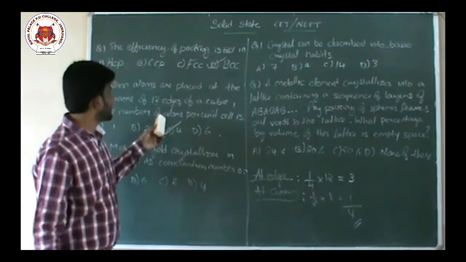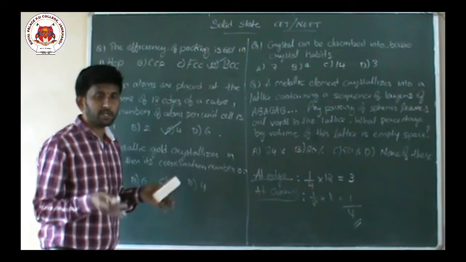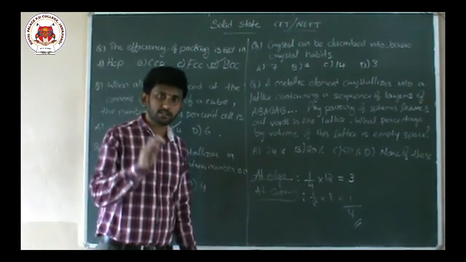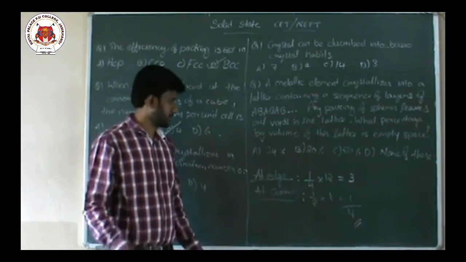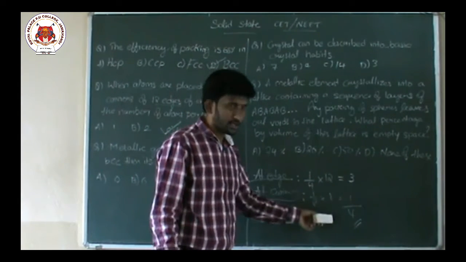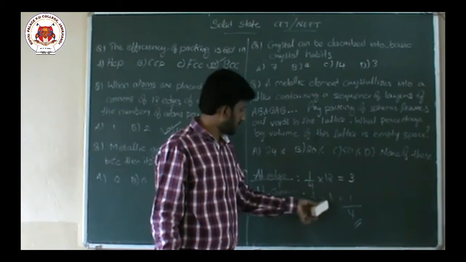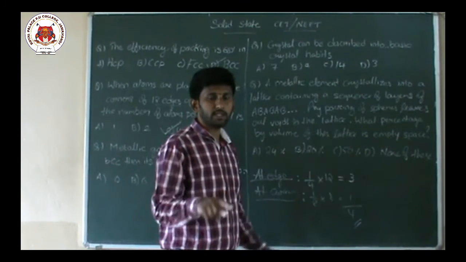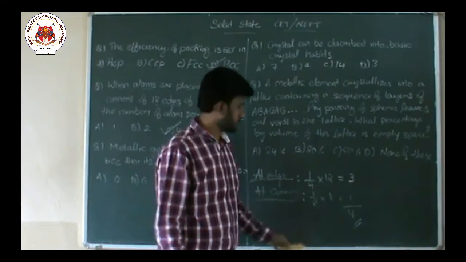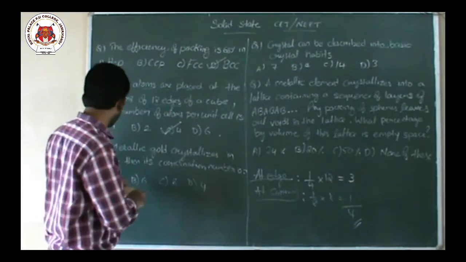If 12 edges are occupied by 12 atoms, it is automatically understood that corners are also occupied by 8 atoms. Edge contribution is 1 by 4 and corner contribution is 1 by 8. 1 by 4 into 12 is 3, 1 by 8 into 8 is 1, totally 3 plus 1, that is 4. So, the answer is 4. Okay. Next question.